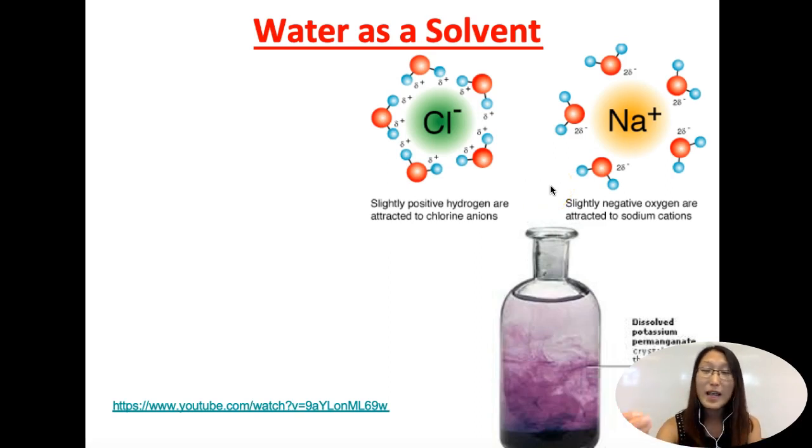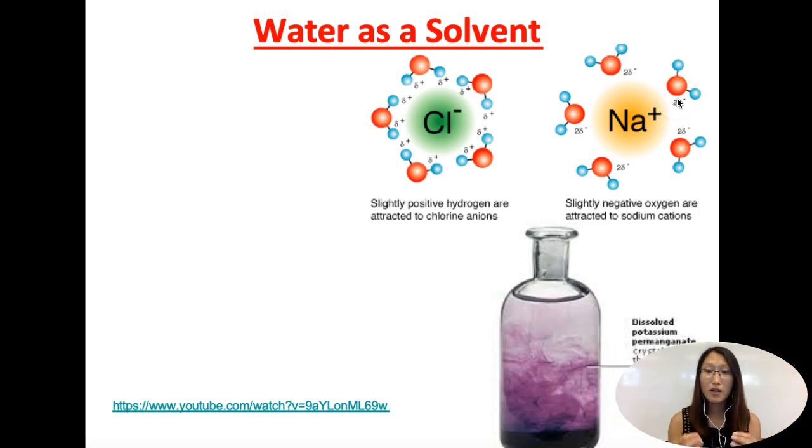And the same idea, but the opposite. Sodium has a positive charge and the oxygen has a partial negative charge. This allows the oxygen, the partial negative, to attract to the positive sodium. And this allows the chloride and sodium ions to be pulled away, okay?